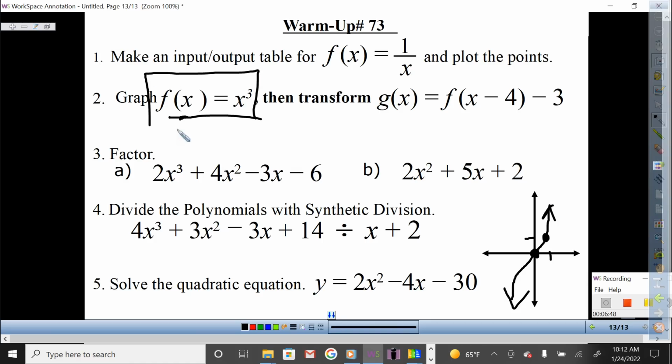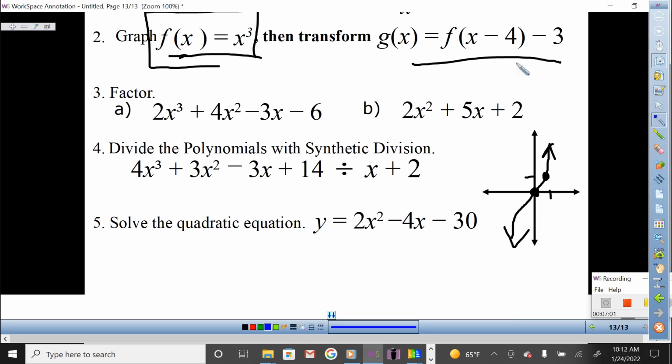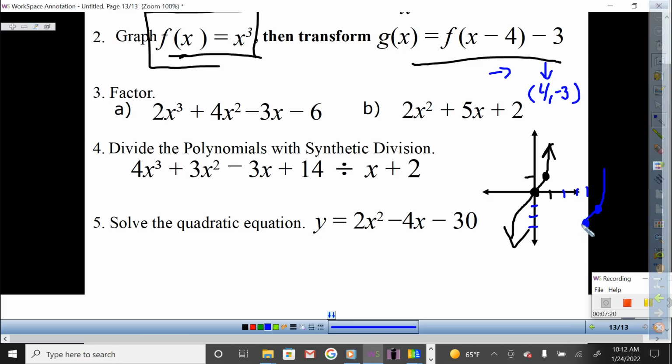There it is. However, we're going to move it according to this. Tell your neighbor, where do we move the whole thing? All right, so I see that it's 4 to the right and 3 down, so my vertex is going to be at 4, negative 3. This one's going to be at 4, 1, 2, 3, so it's about right there. That means the other point's about right there, and my new function will be over here. Yes?